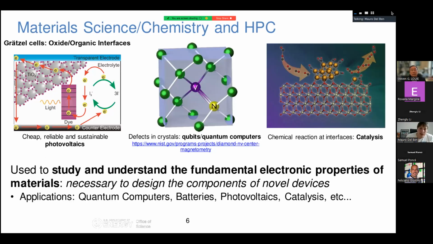The reason is that by running this kind of software, you get a very good description and understanding of the fundamental electronic properties of the materials you're studying. And these are very important in order to understand and design novel components for new devices, with many applications which range from quantum computers to batteries, photovoltaics, catalysis, and so on and so forth.